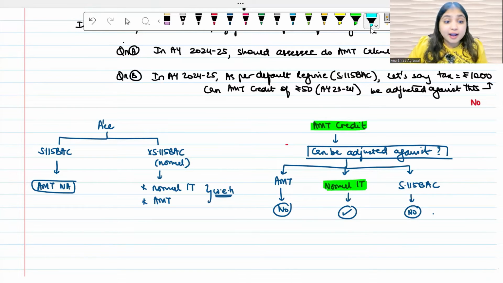One learning. Another learning: when will the assessee even think of AMT? Only if the assessee is following normal provisions, only then will the assessee think of AMT. If the assessee is following 115BAC, then AMT will not be applicable.